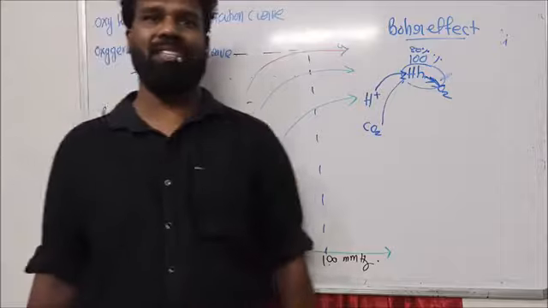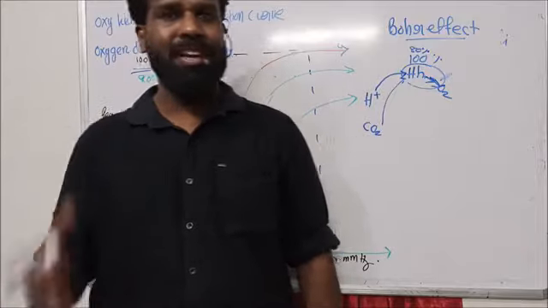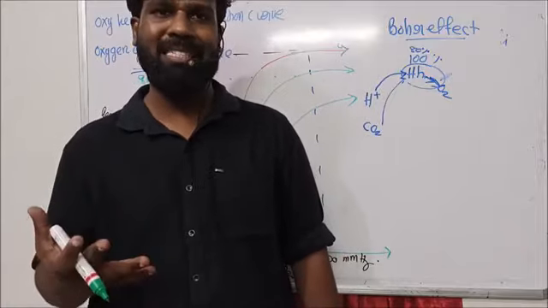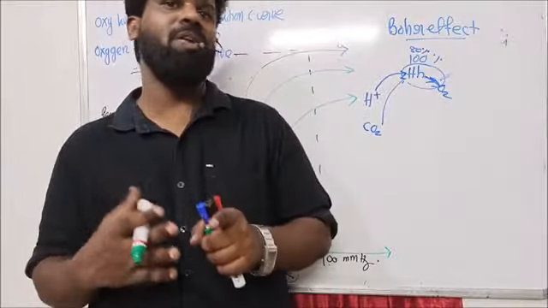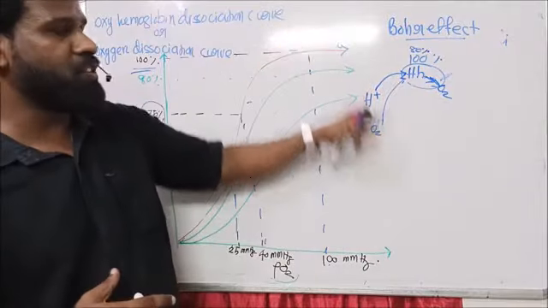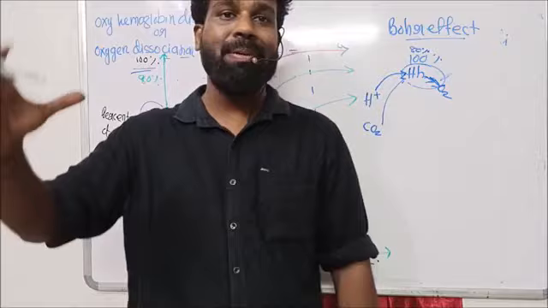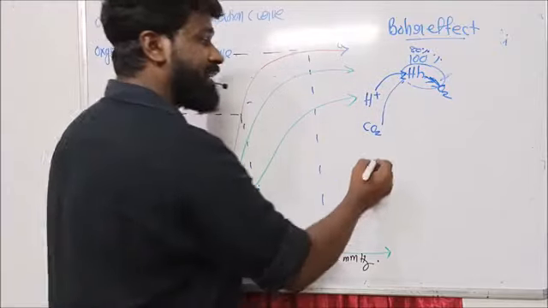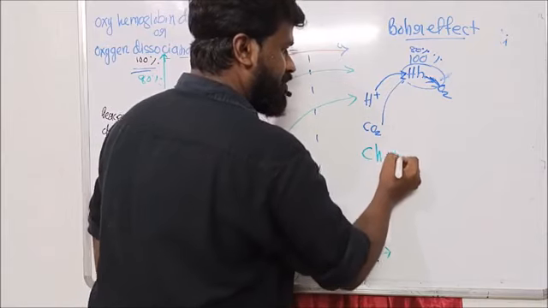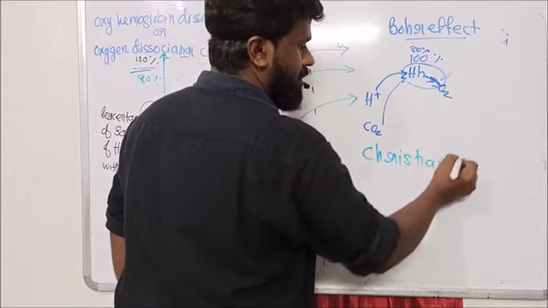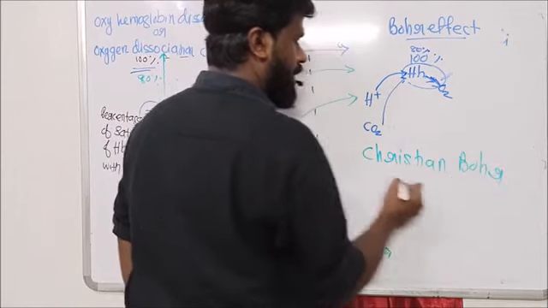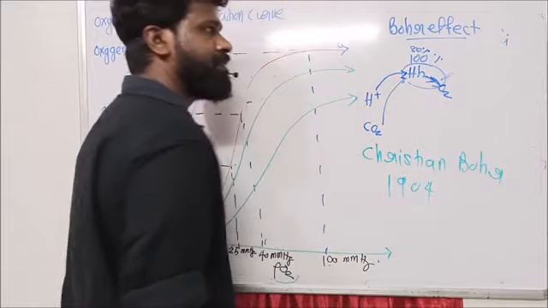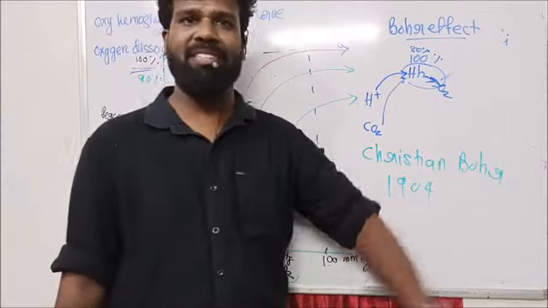This is Bohr effect. So Bohr effect means when H plus or carbon dioxide concentration increases, the oxygen hemoglobin dissociation curve shifts to the right and the oxygen carrying capacity of hemoglobin decreases, called Bohr effect. And it was postulated by Christian Bohr in 1904, called Bohr effect.